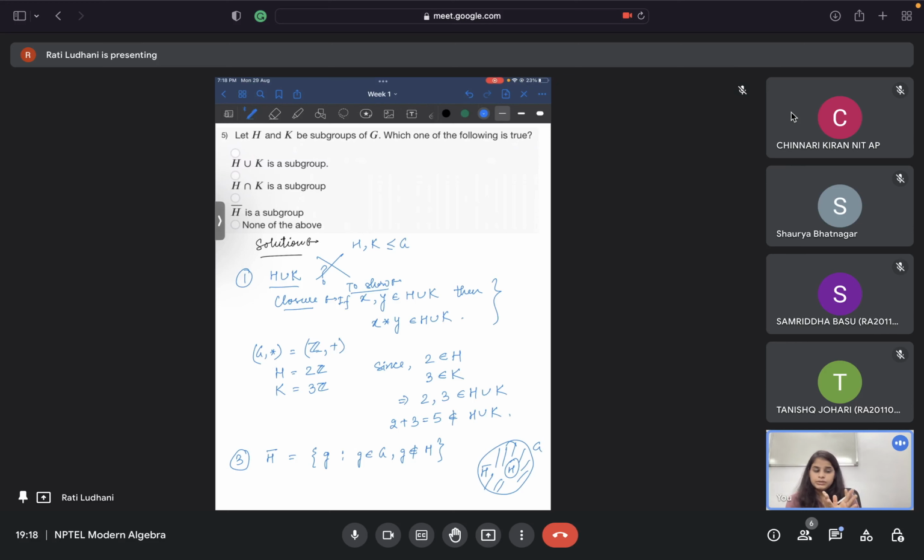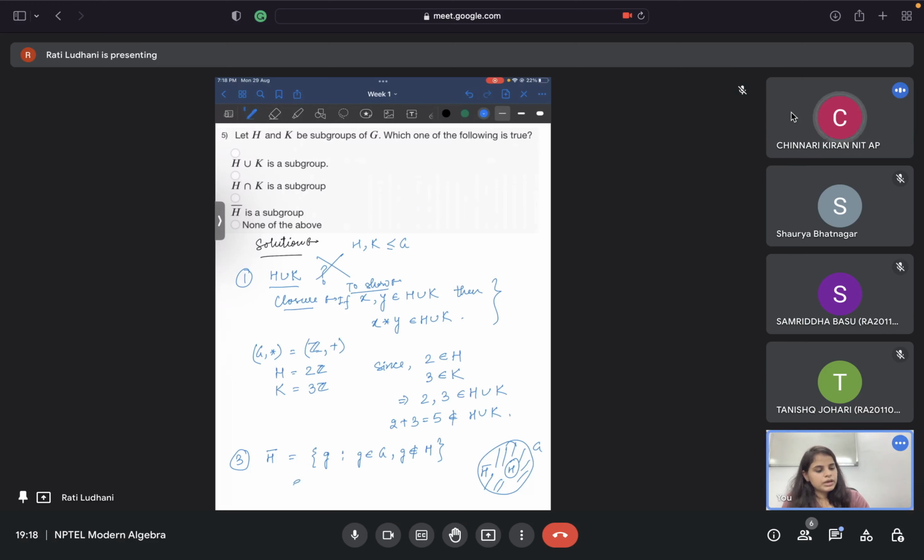So can you tell me why H bar is not a subgroup? Simple property problem. H bar, did you understand? What is H bar? Yes, complement. Complement of H, exactly. Just think of closure, associativity, identity, and inverse. If you can prove that one of them is not true, then we are done. Sometimes the identity element.